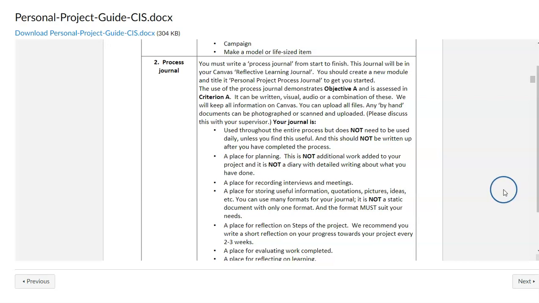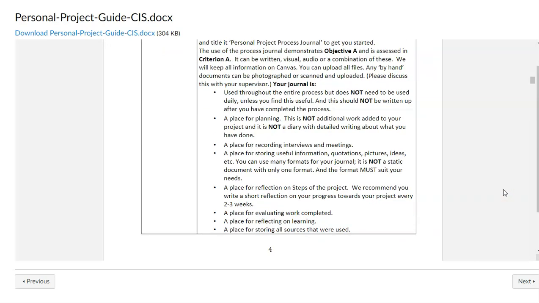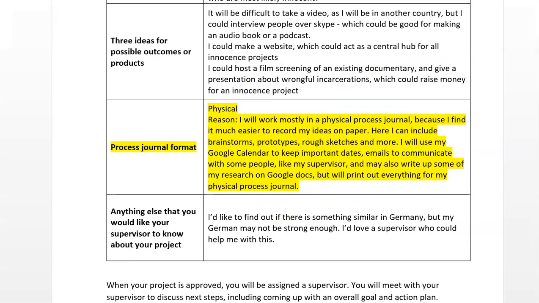It's a good place for evaluating your work that you've completed and reflecting on your learning. It's also a place for storing all of the sources that you have used. With that in mind, let's look at what Lenny decided. Lenny decided to choose a physical journal.